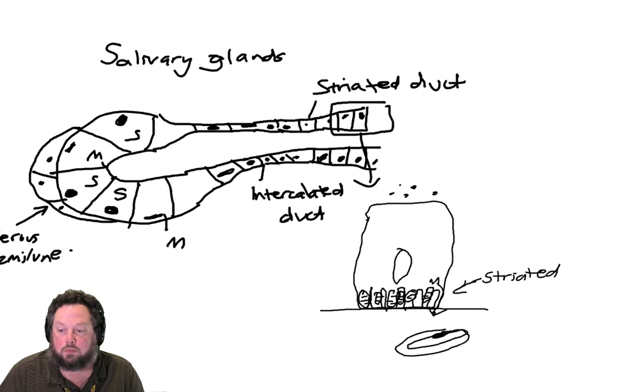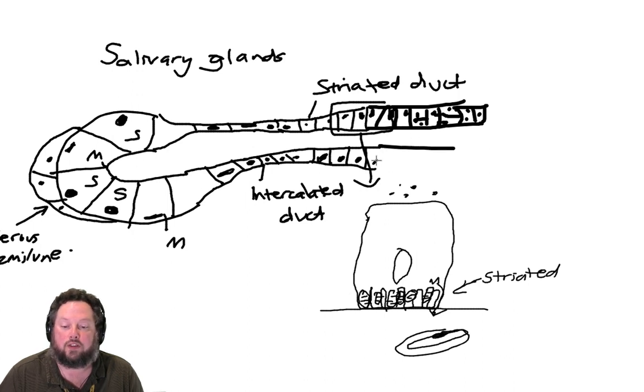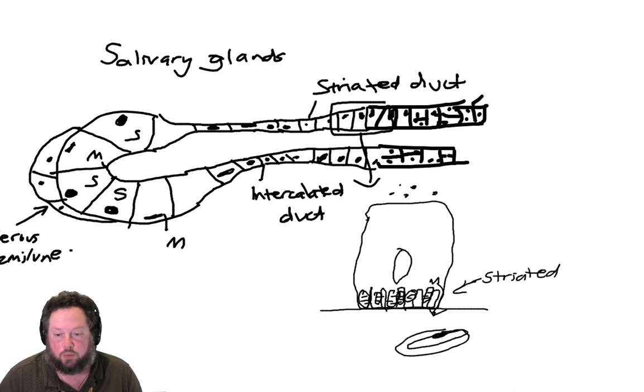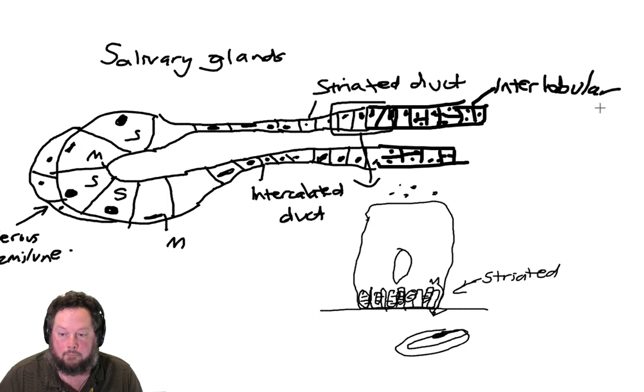So from the striated duct, they then move into the larger ducts that start out just initially as columnar, and then they may be stratified cuboidal, stratified columnar in appearance. So this would be interlobular, and then that would go to lobar, and so on.